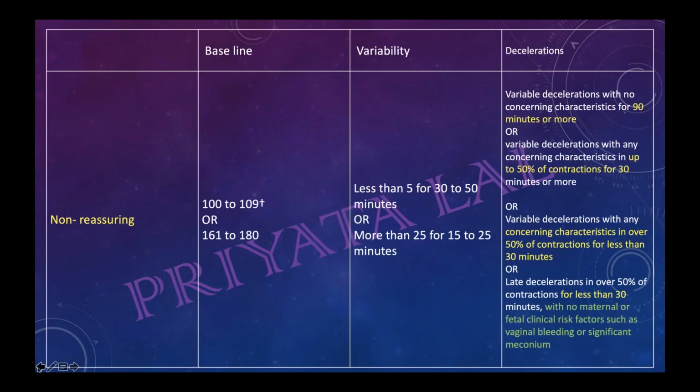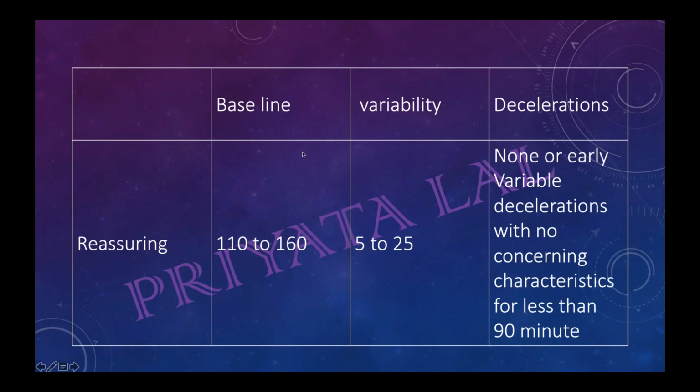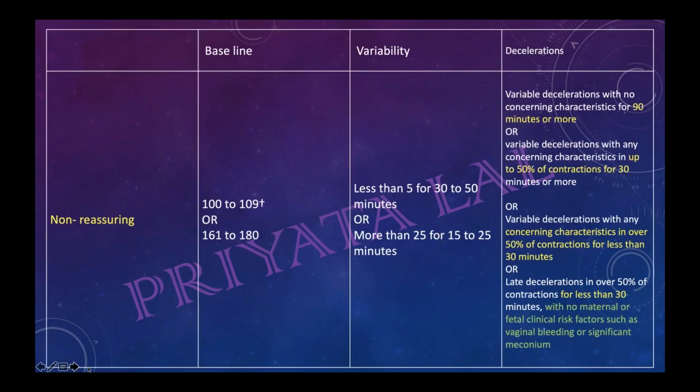So now these are the reassuring features. You have to remember that. And now coming to non-reassuring features. So baseline 100 to 109 or 161 to 180. If you get this baseline, you will mark it as one NR feature.